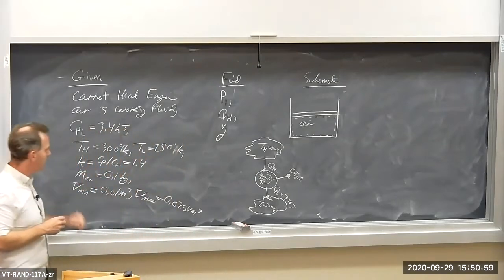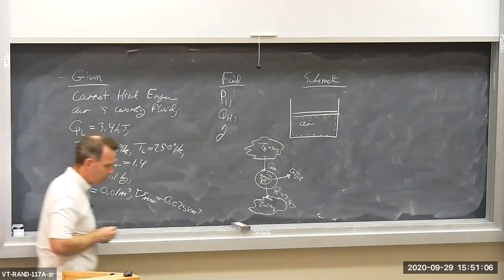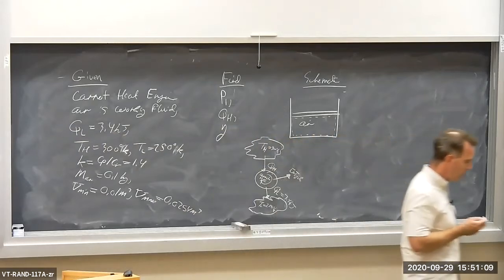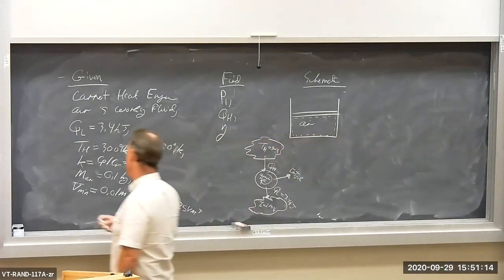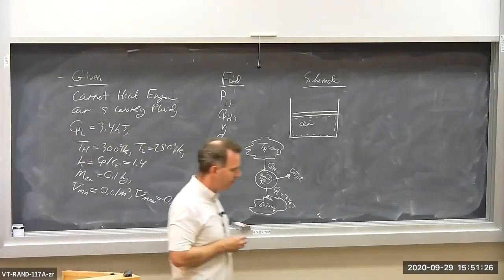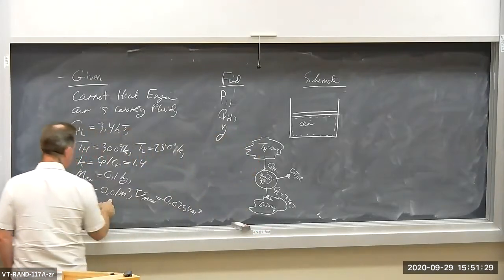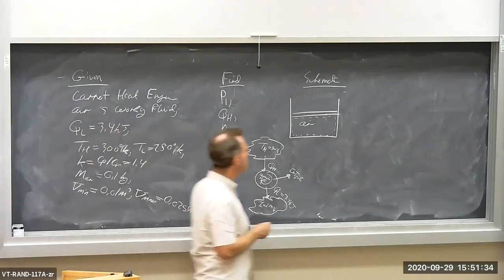Many problems can be done using the ratio of specific heats without knowing what the actual value of the specific heats are. Okay, and you'll see this in just a little bit. Okay, mass for the air, the working fluid, 0.1 kilograms. The minimum and maximum volume in the cycle: 0.01 cubic meters, 0.0254 cubic meters. So let's put up the TV diagram.